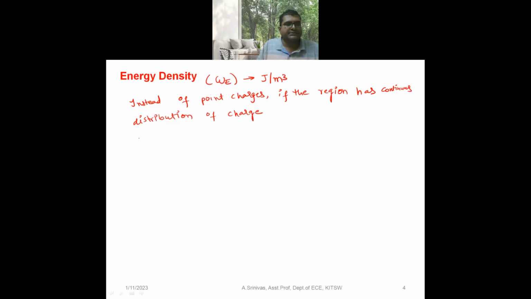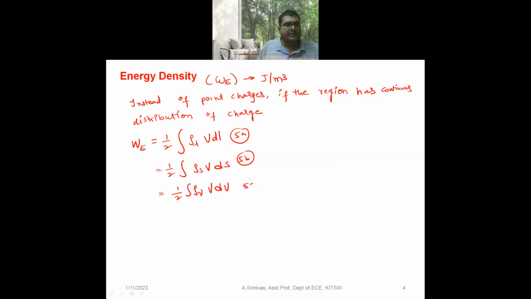then equation 4 becomes energy stored in the system WE is equal to half into integral of rho L V dl is equal to half into integral of rho S V ds is equal to half into integral of rho V V dV. It is 5A, 5B and 5C.